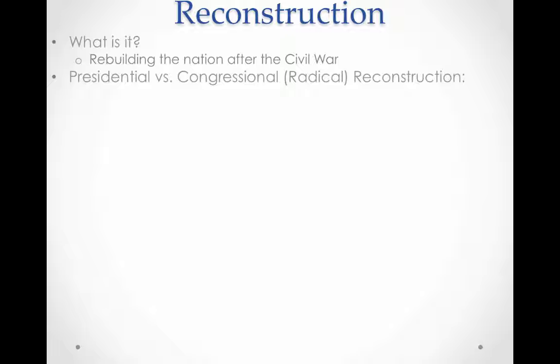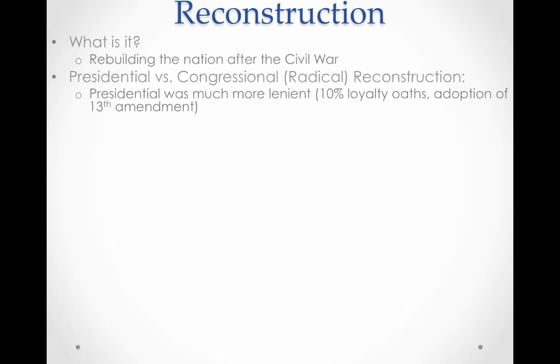All right, so the war is over. The North wins, the South loses. So the next question is, what is the United States going to look like after the worst conflict that the country has ever seen? So Reconstruction. So what is Reconstruction? Well, this is the rebuilding of the nation after the Civil War. So there are two different plans for Reconstruction. This is really a power struggle between the executive and legislative branches.